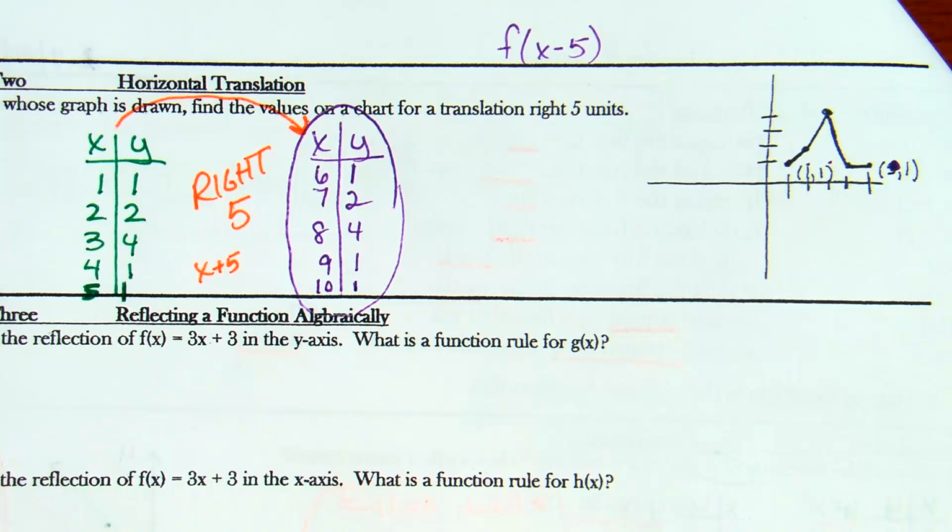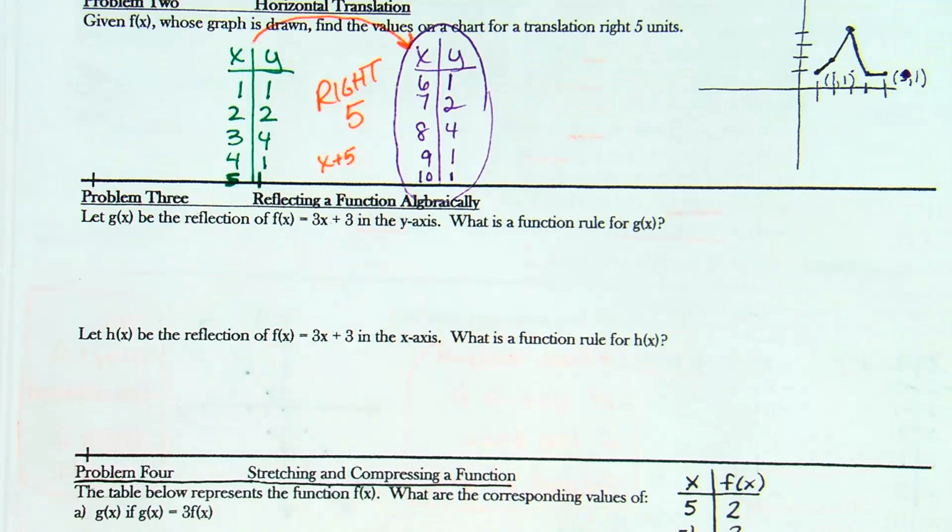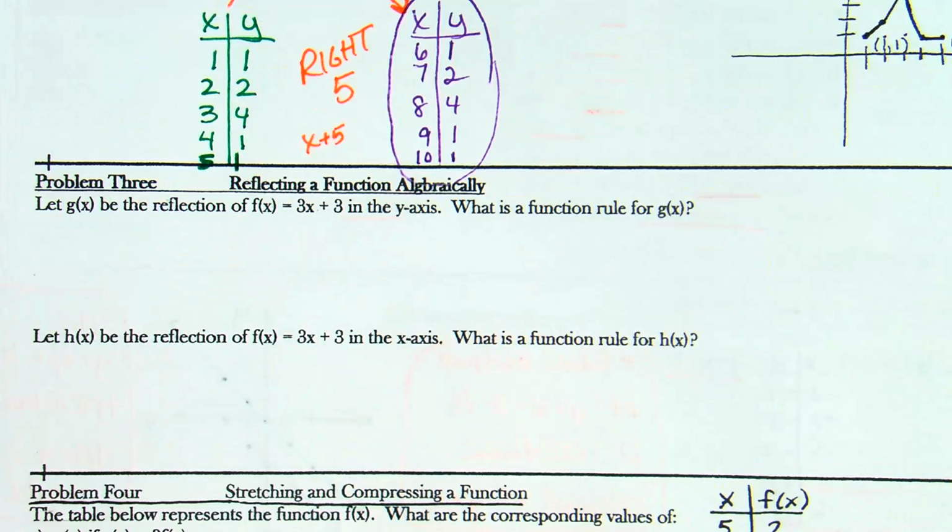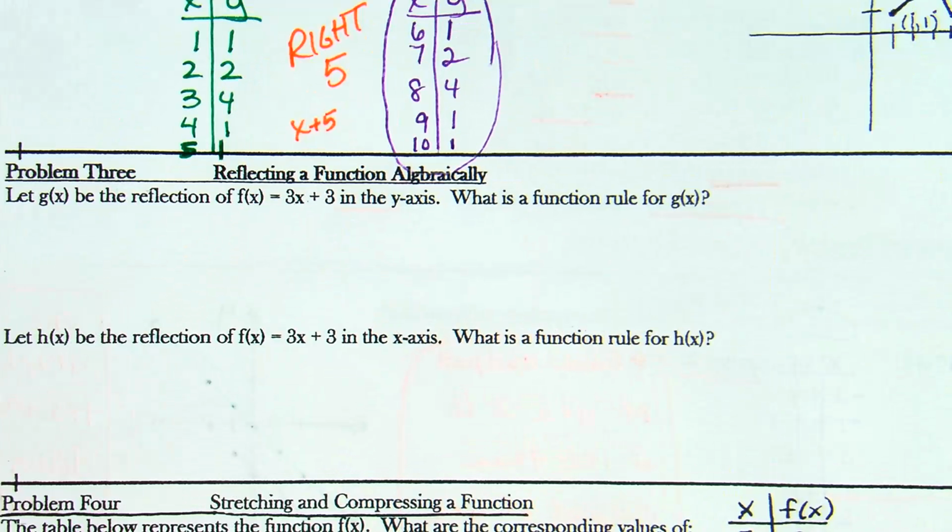Okay, moving right along then. Reflections. Read the problem, and then there's some information about reflections on the front. Let g of x be the reflection of f of x equals 3x plus 3 in the y-axis. What is a function rule for g of x?